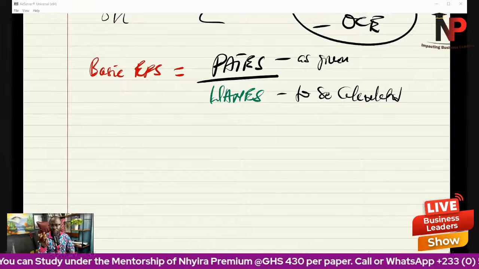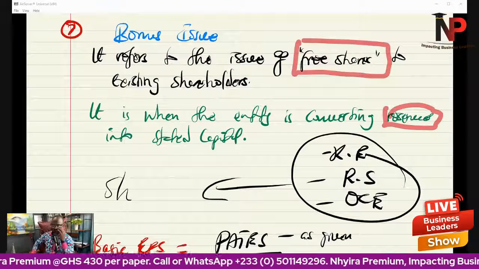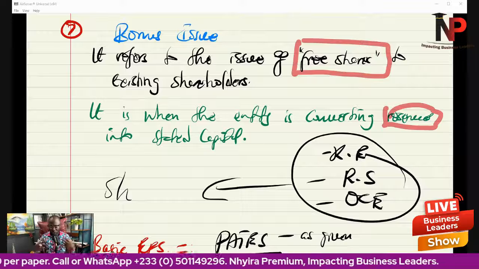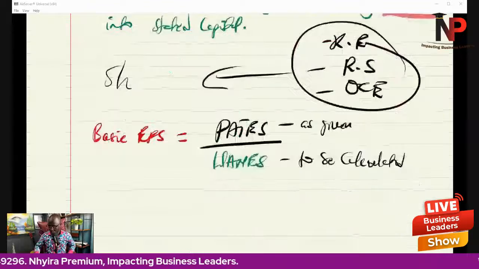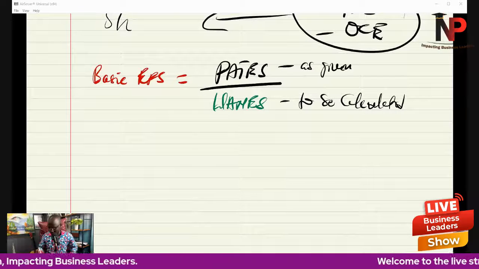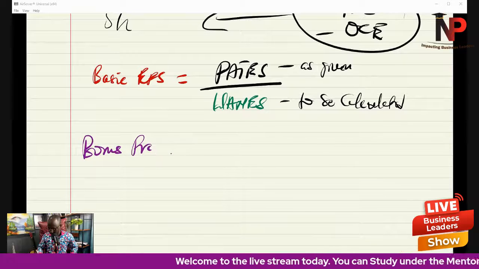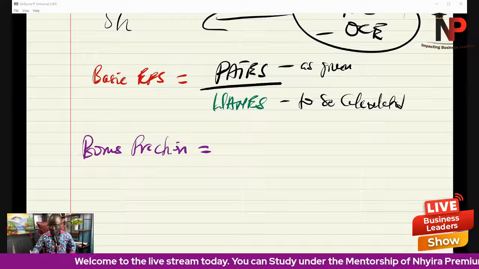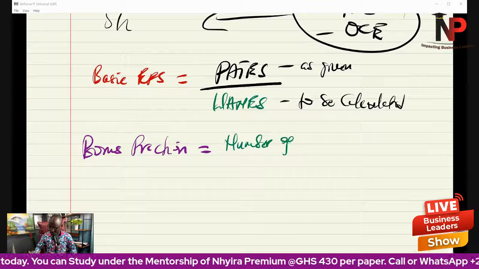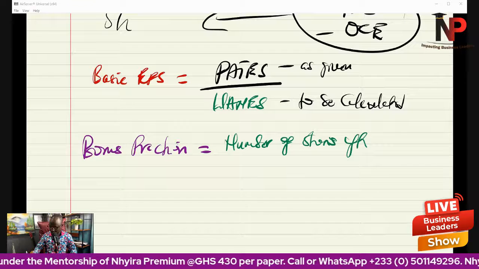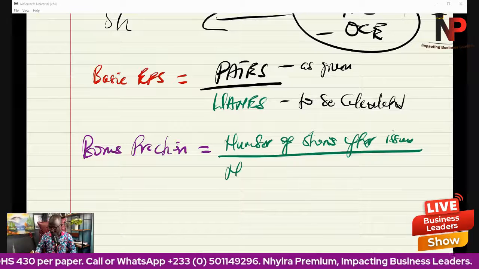Why is this important? Because they are not paying anything for it, so you are giving them free shares. If you are giving them free shares, then we have to take that into consideration. So, how do we calculate the bonus fraction here? The bonus fraction is equal to the number of shares after the issue divided by the number of shares before the issue.